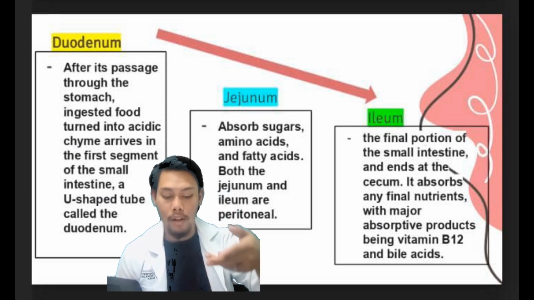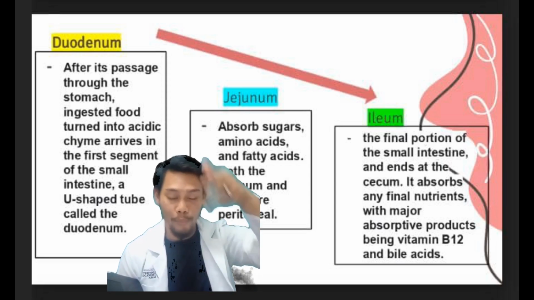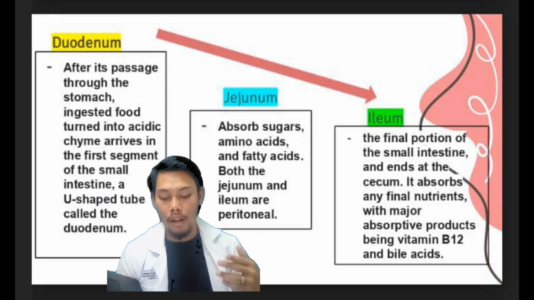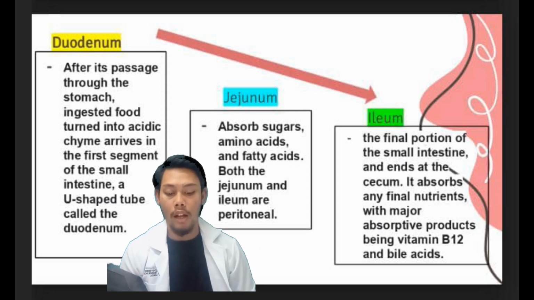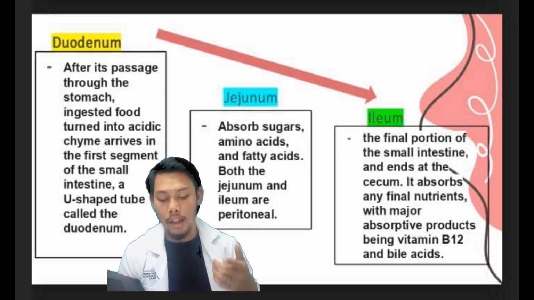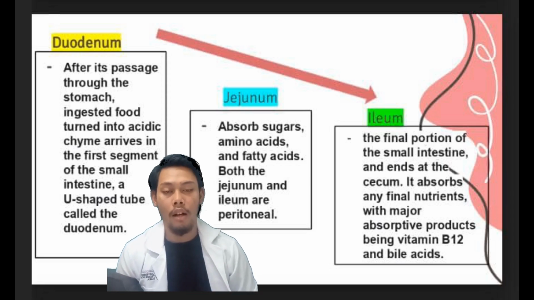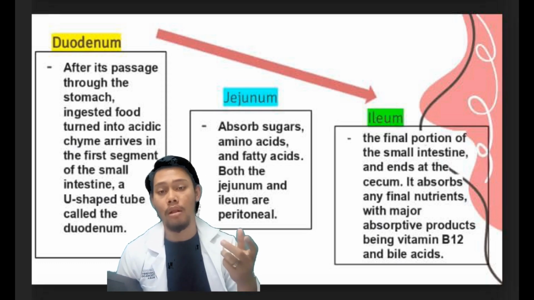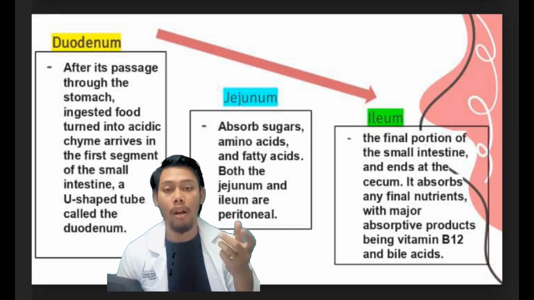Okay, the next one, if we follow the arrow, is the jejunum. The jejunum absorbs sugars, amino acids, and fatty acids. The function of the jejunum is to absorb sugar. If we know, an apple is a fruit, so it has a sugar called fructose.